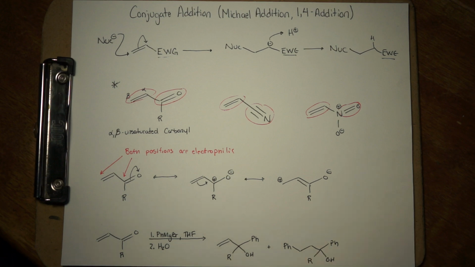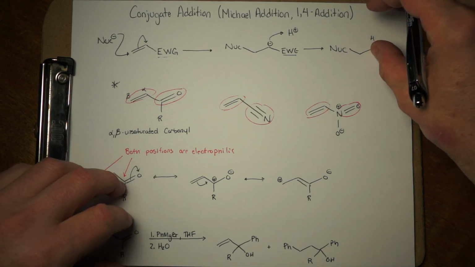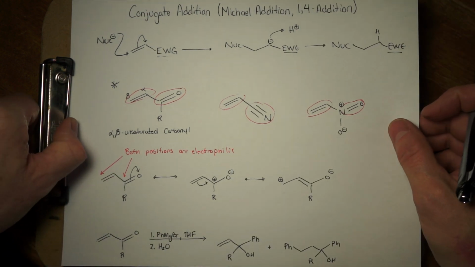Right? And so these are the two products that we would get, right? One where the Grignard reagent adds just to the carbonyl carbon, and then one where the Grignard reagent adds to the beta carbon first, followed by the carbonyl carbon second. So let's take a look at that reaction a little more closely.